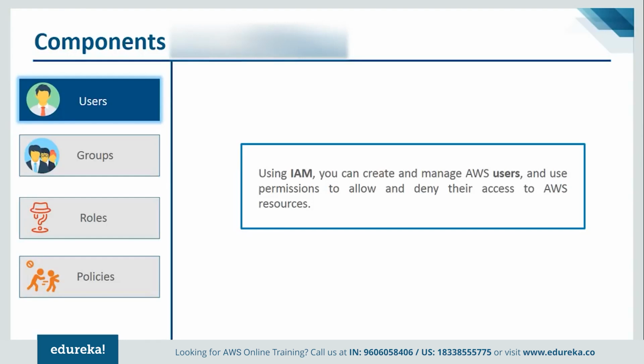Any person who wants to access your AWS account has to be added as a user in IAM, and then you can attach different policies onto that user. All right, so this is what a user is all about. Let me go to my AWS management console and show you how you can create a user in IAM. All right, so give me a second.